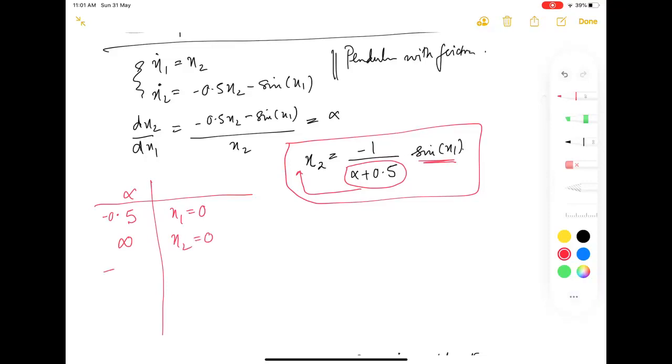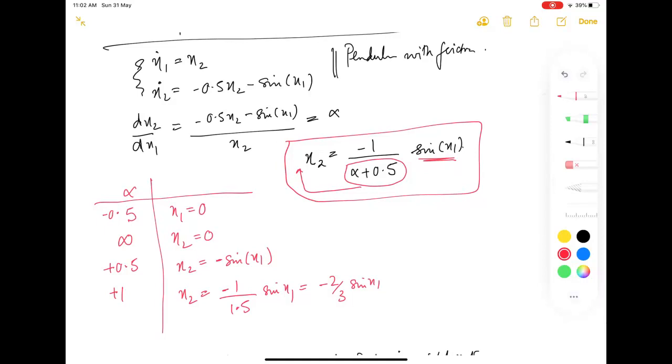For a value of alpha equal to plus 0.5, on the right hand side you get minus 1 divided by 1, so the equation of the isocline will be x2 is equal to minus sine x1. For a value of alpha equal to plus 1, you get x2 equal to minus 1 divided by 1.5 sine x1, which is minus 2 by 3 sine x1. And for a value of alpha equal to minus 1, you get x2 is equal to minus 1 divided by minus 0.5 sine x1.